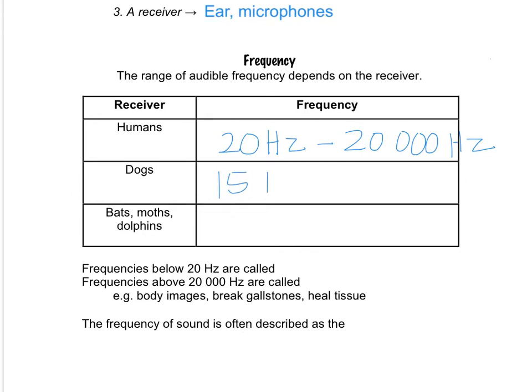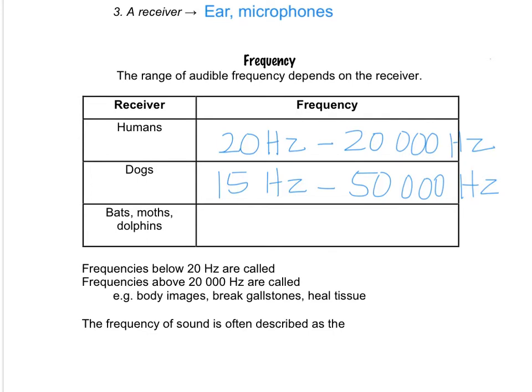Dogs can hear 15 hertz and upwards of 50,000. So you can think of a dog whistle that we would use to call a dog. We can't hear it when we blow on it to cause the vibration, because it's actually out of our audible range. You can't hear above that 20,000 hertz, and dogs can. So really super cool.